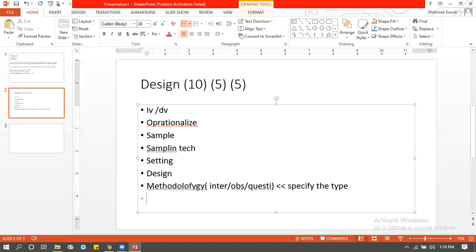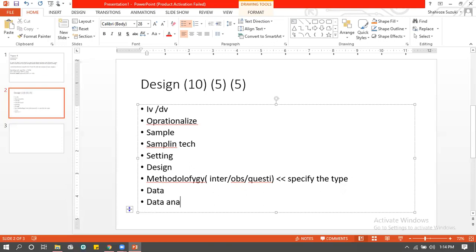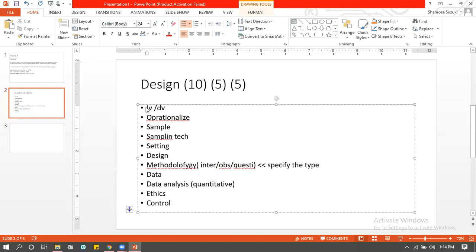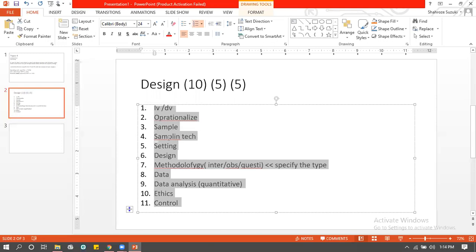You have the methodology, you have the type of data you're going to get. Data analysis is only going to be done for quantitative. You're safe for qualitative, and ethics and control, right? How many points are there? Let's find out. 10, 11, okay? IV and DV, we merge them into operationalize.